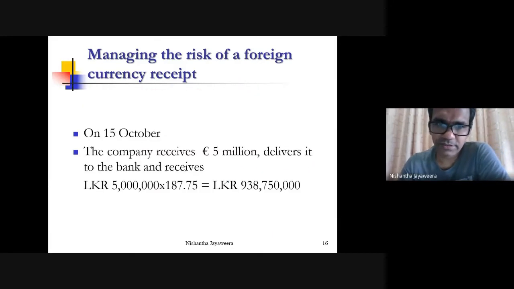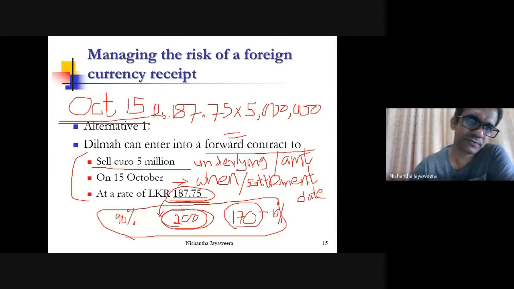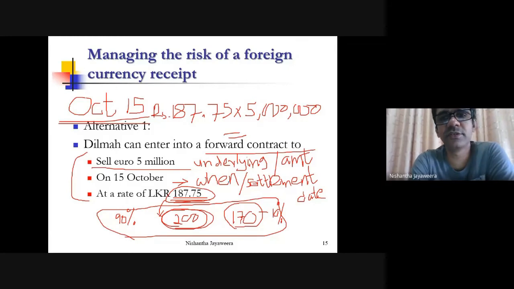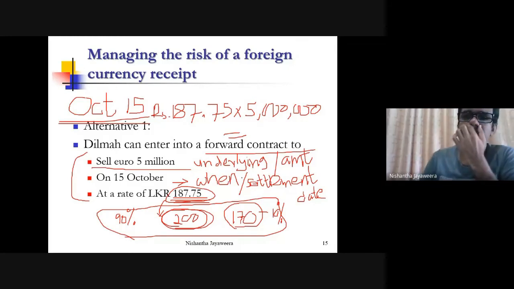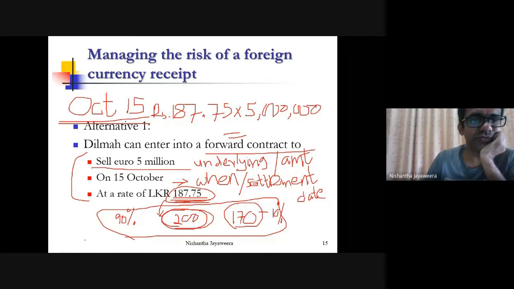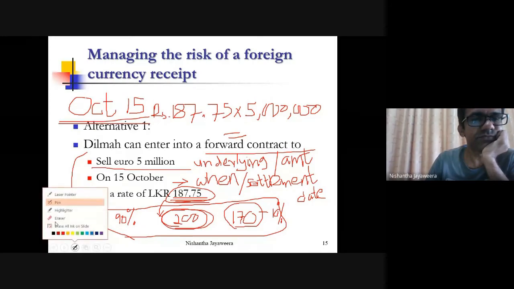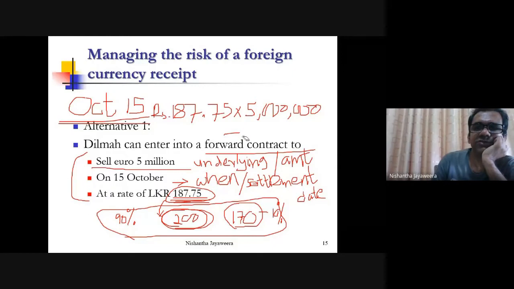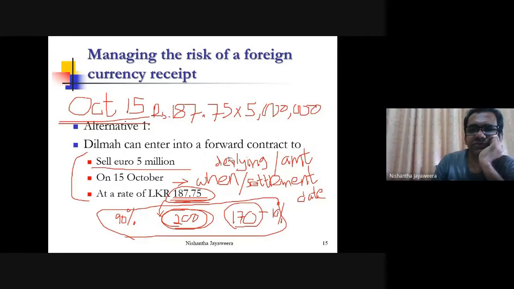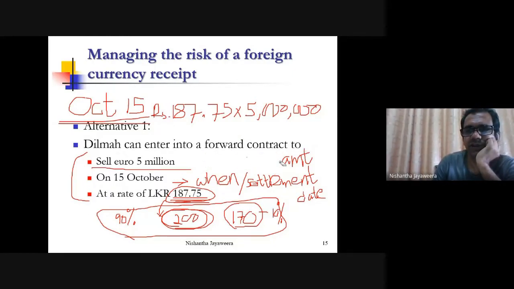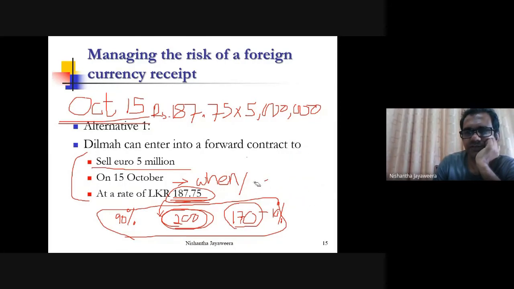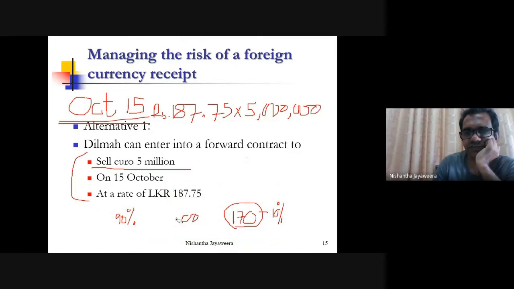Okay, if we go back, the alternative one, here we discuss only a forward contract. Assume you can do futures also. What's the difference? You can enter into futures as well. What's the difference between entering into a forward contract and a futures contract?